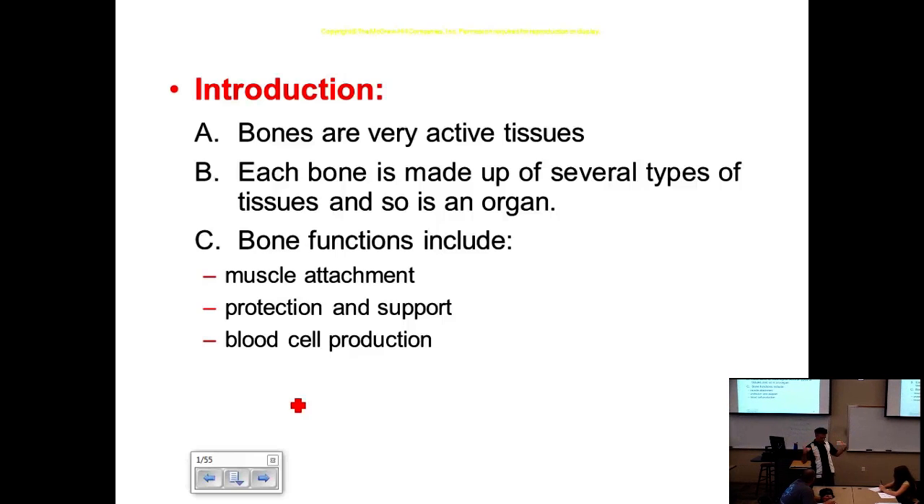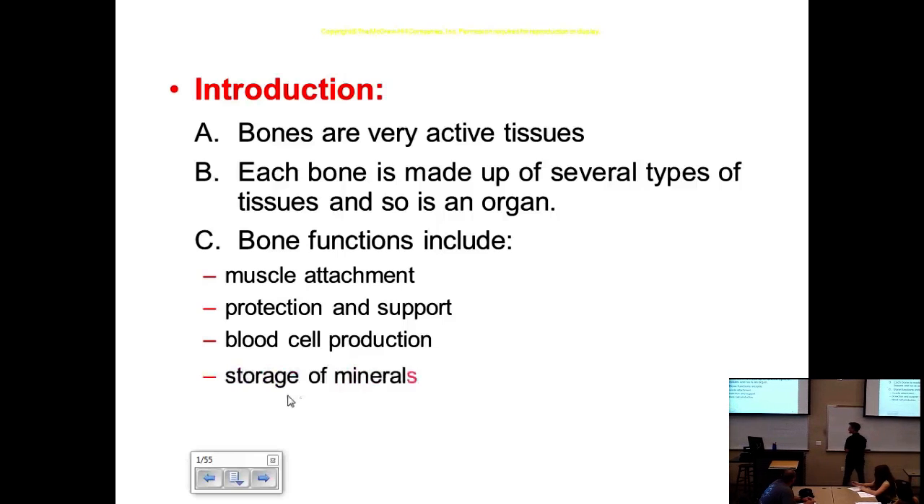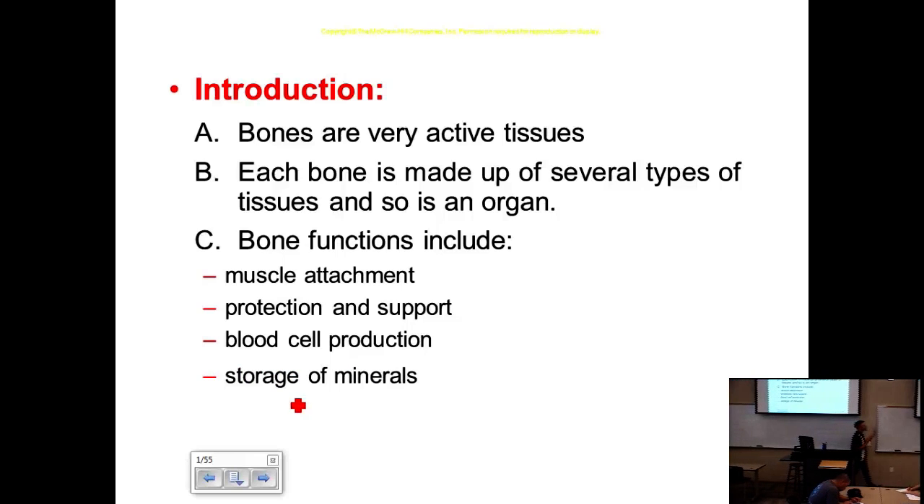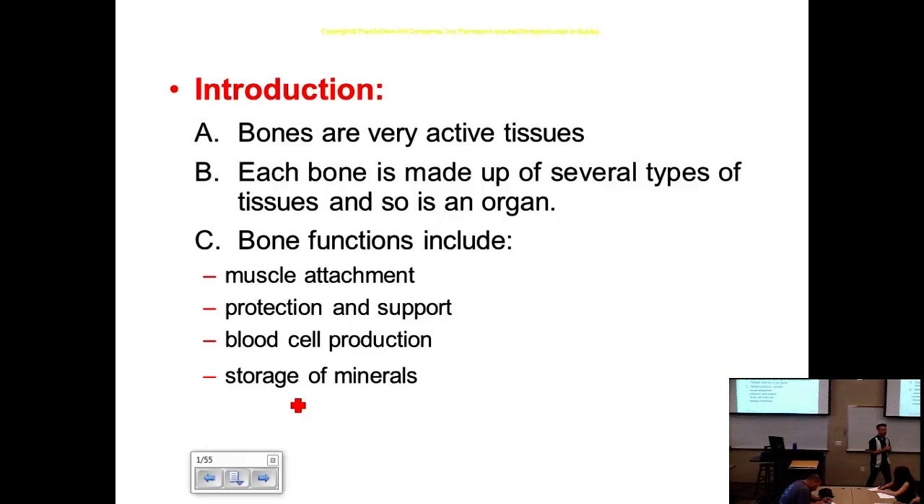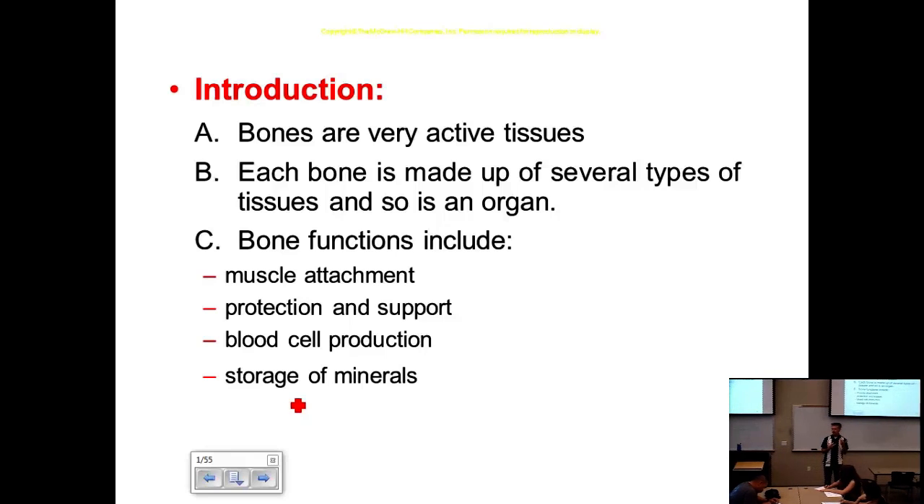And you've got like 5 liters of blood circulating around. So your bone tissue and organs are really, really active in terms of blood cell production too. Storage of minerals is a function that people often think of with bone in terms of, oh, I need calcium for my bones, and I don't want to get osteoporosis, etc.